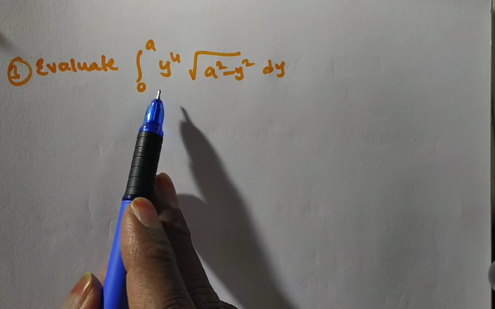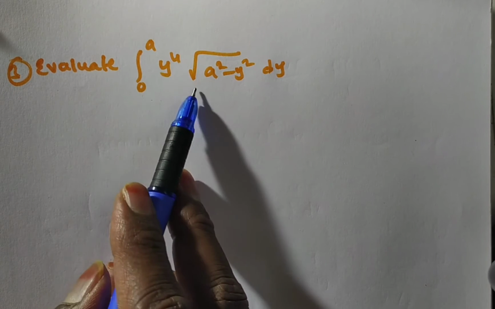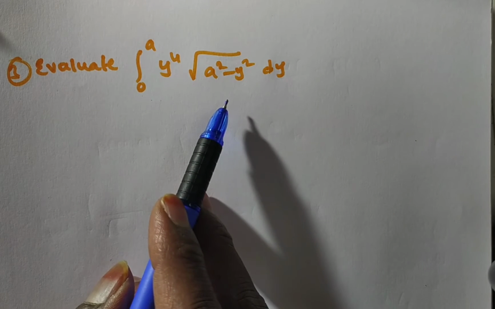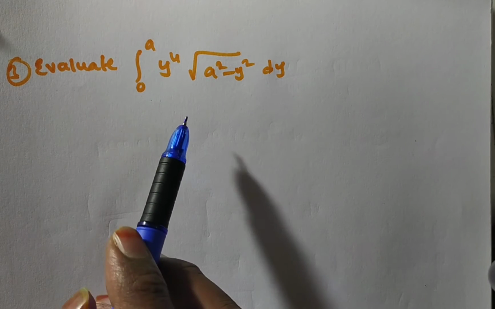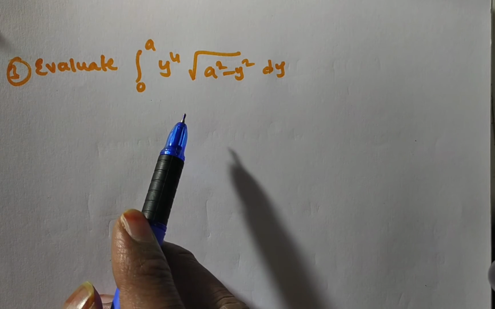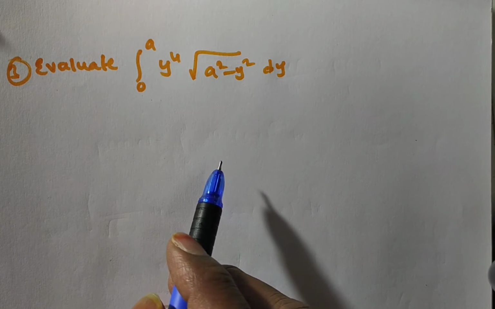Friends, generally if they ask us to solve the integral from 0 to a of y to the power of 4 square root of a square minus y square dy, then we can express this in terms of beta of m comma n. But they are giving evaluate. So beta of m comma n also we have to evaluate. For that purpose, we will use a relation between beta and gamma.